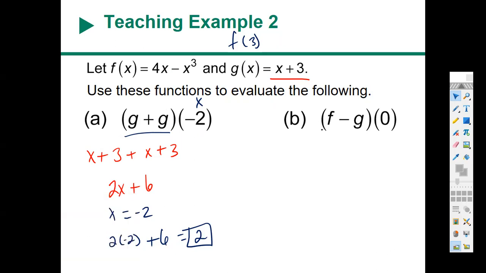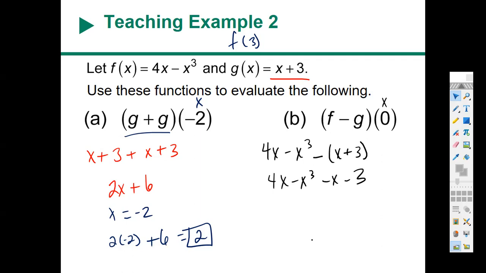So here we have F minus G, and then we're going to let X equal 0. So it wants us to subtract 4X minus X cubed minus X plus 3. Are you with me? So we have F minus G. Is this F? Yes. Is this G? Yeah. So we get 4X minus X cubed minus X minus 3.